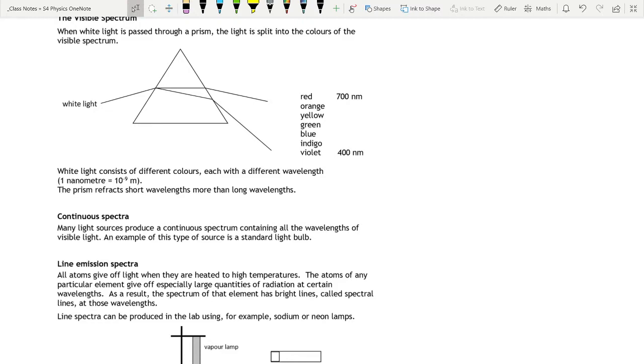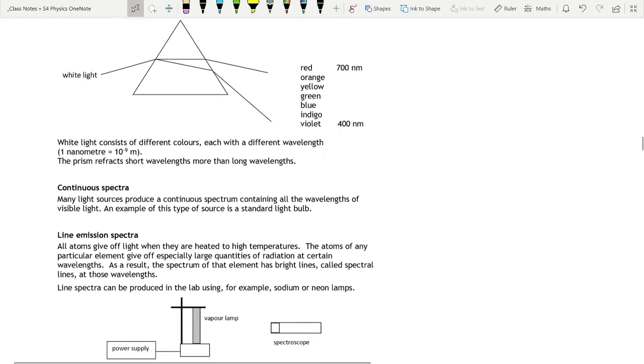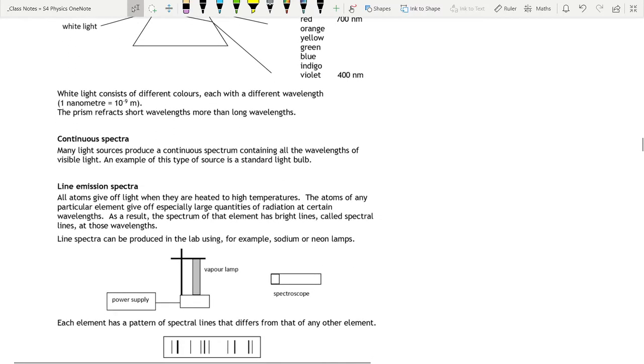The prism refracts short wavelengths more than long wavelengths, and that's why you get the rainbow through a prism. Continuous spectra: many light sources produce a continuous spectrum containing all the wavelengths of visible light. So a rainbow is a continuous spectrum. An example of this type of source is a standard light bulb.